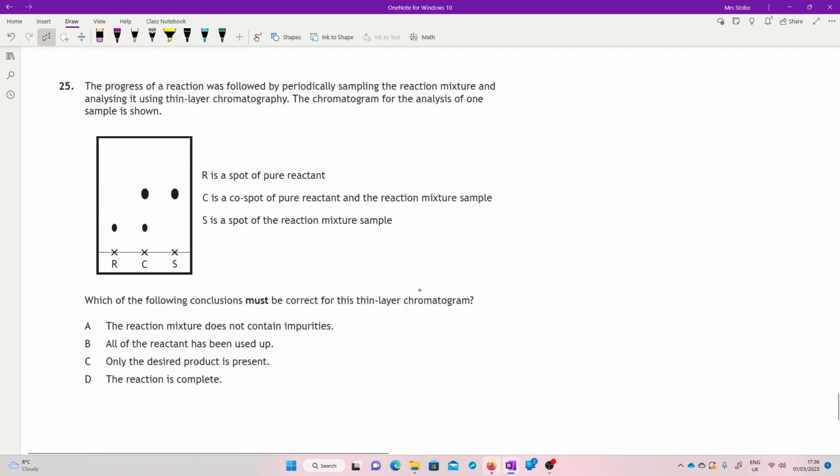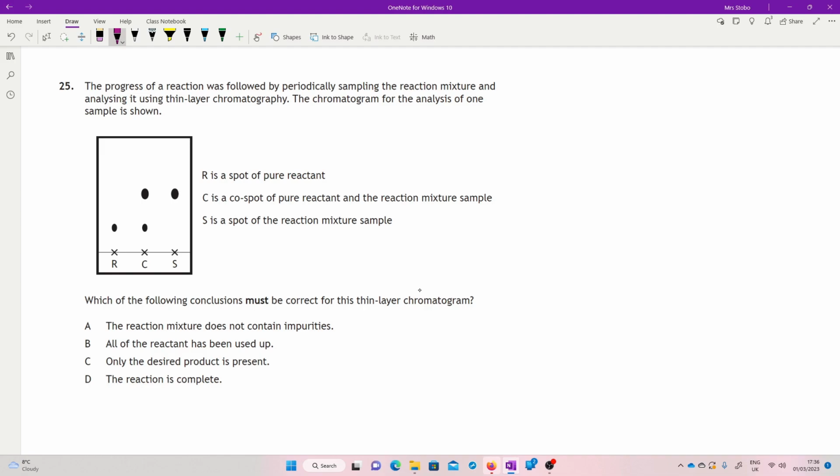And the last question in the paper is multiple choice. The progress of a reaction was followed by periodically sampling the reaction mixture and analysing it using TLC. The chromatogram for the analysis of one sample is shown. On this one you've got a spot of pure reactant, R, a co-spot of pure reactant and the reaction mixture sample, and S is a spot of the reaction mixture sample. Which of the following conclusions must be correct for this thin layer chromatogram?